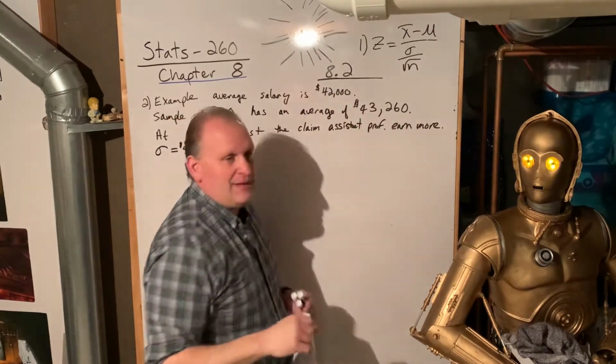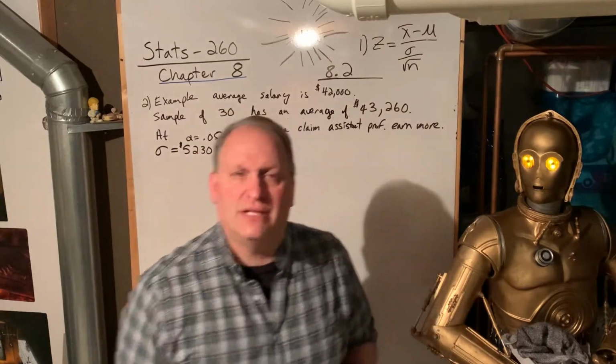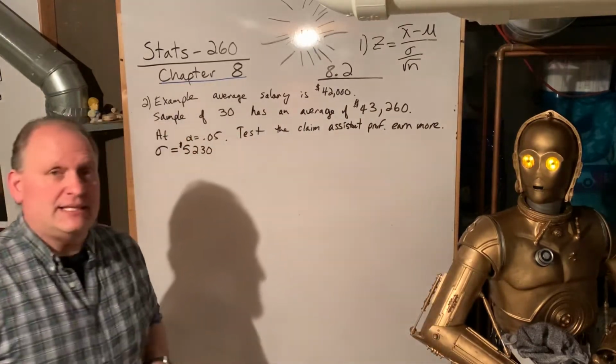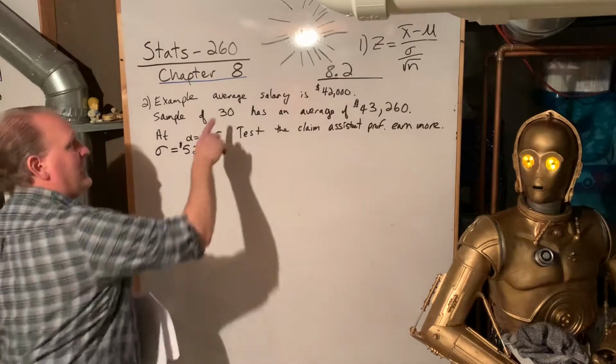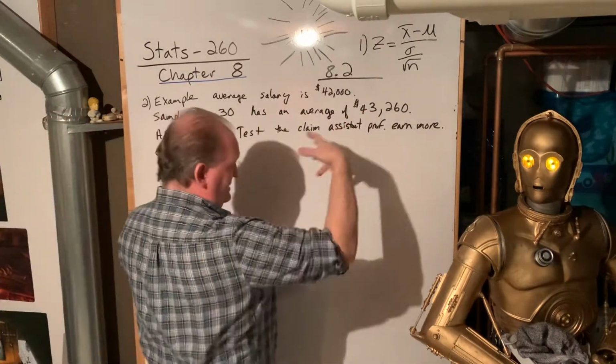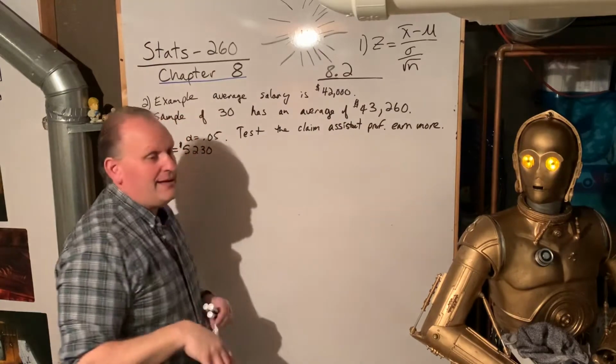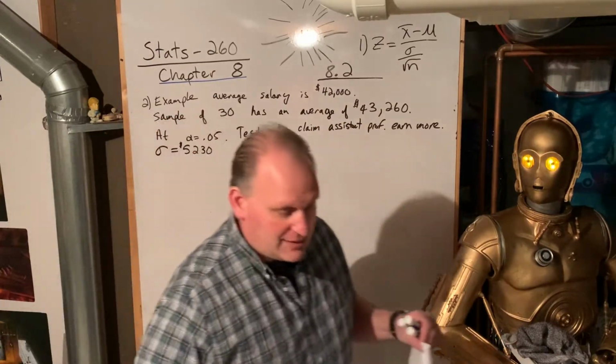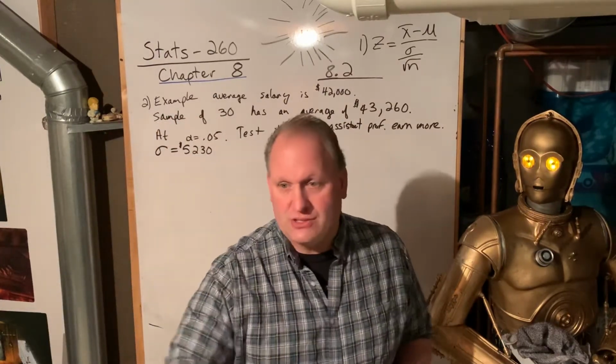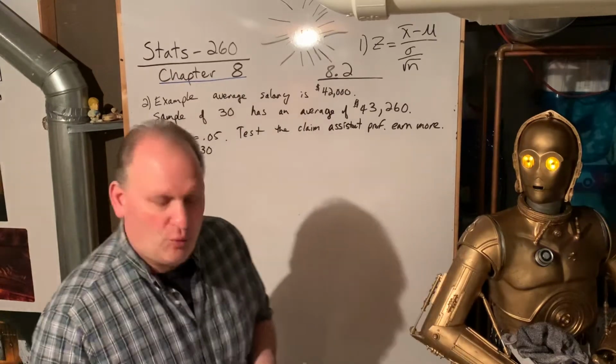We don't say, well, now the new one is 43,260. That's not true. The sample had that, not the generalization. So we're still focused on that. And then if it is true, then we take a look and say, well, maybe we should look deeper into this. How important is this?